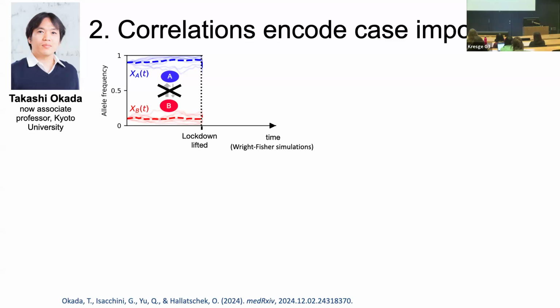And this was now spearheaded by Takashi, who's now professor in Kyoto. To think about this, imagine we have just two subpopulations, A and B, and they are at first in a lockdown phase, so they don't exchange any infected individuals up until a certain point in time. And then I want you to imagine a neutral variant that by chance is at high abundance initially in population A and at low abundance in population B.